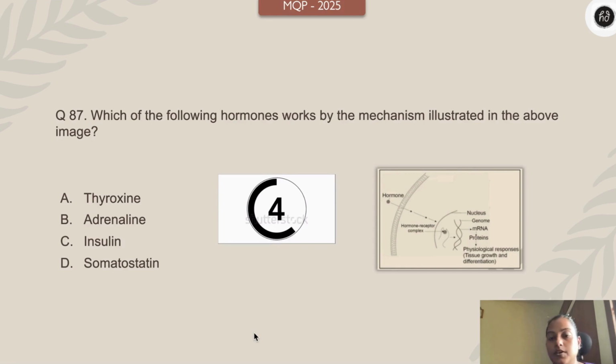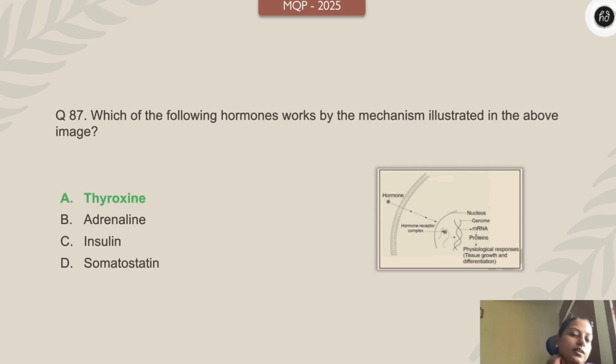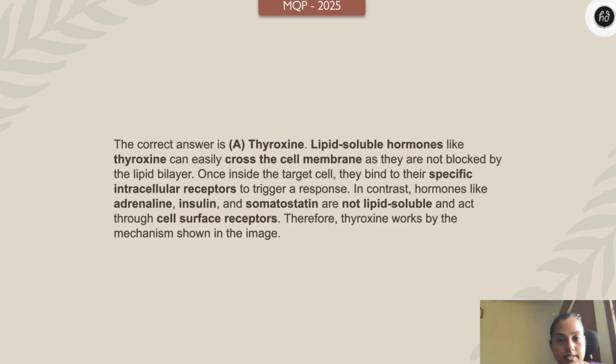This is such an interesting question, right? A picture based question, right? So here, children, only a lipid soluble hormone can cross the bilipid layer, right? So among the following hormones, the only hormone which has the lipid soluble capacity is thyroxine. That's why it can cross the cell membrane and go bind to the hormone receptor. All others are non-lipid soluble. Okay? Yes, exactly. You can go through the answer.